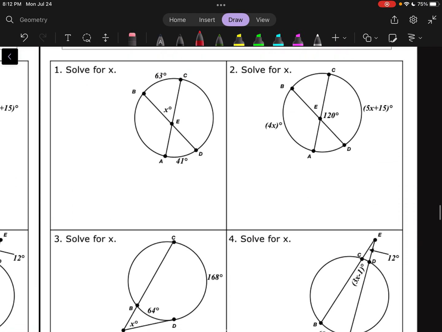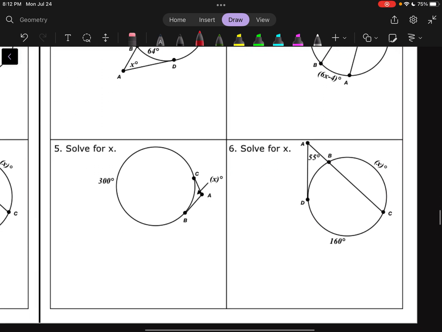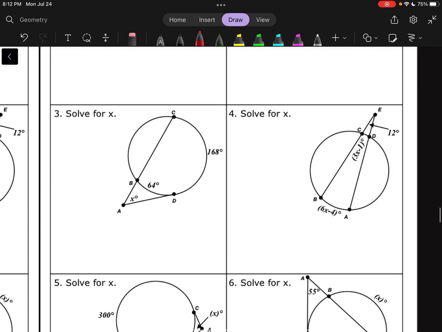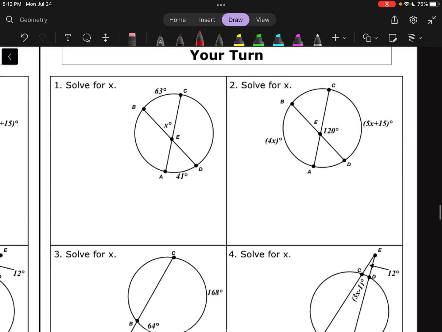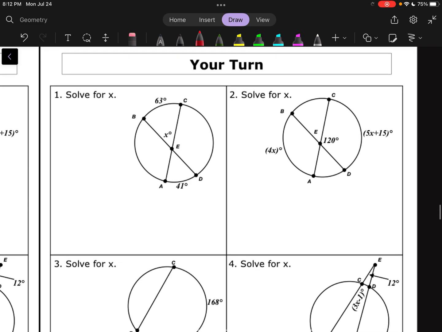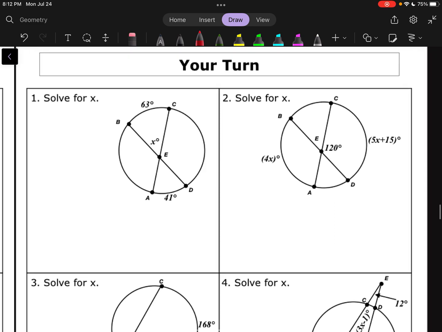It is now your turn to try. So go ahead and take a look at those 6 problems on the your turn. You've kind of got one basic version and one kind of trickier algebraic version for each one. Give them a shot and then come back to the video when you're ready to check. All right, hopefully that went well.